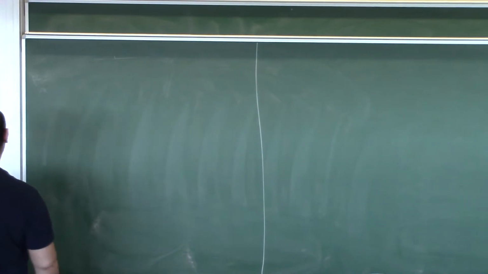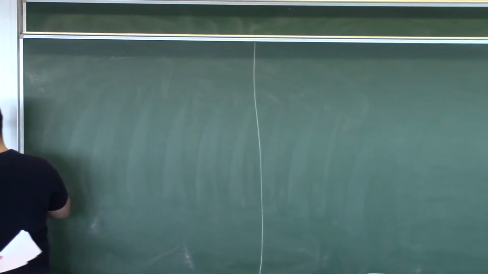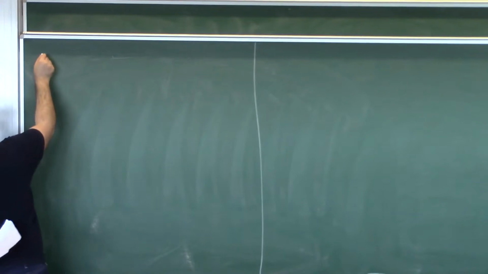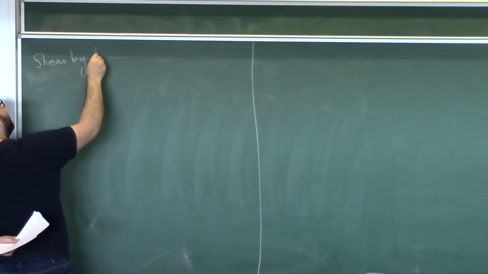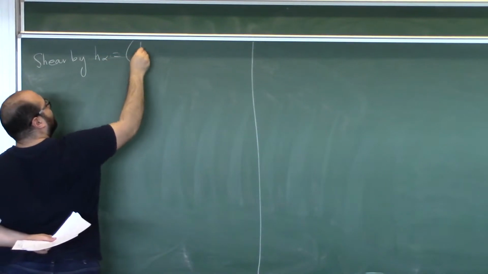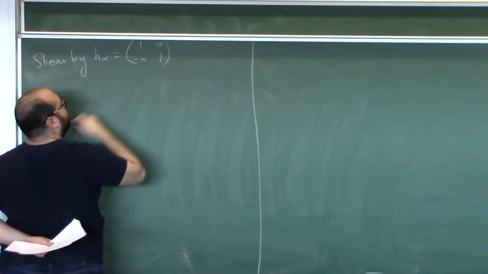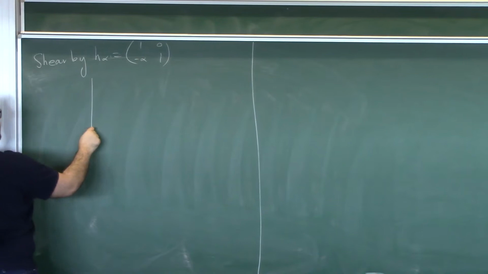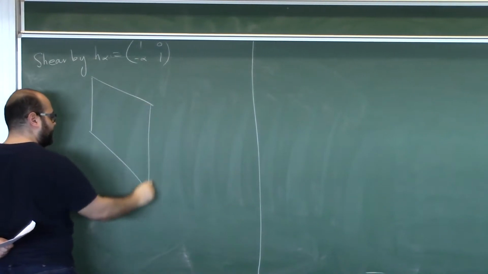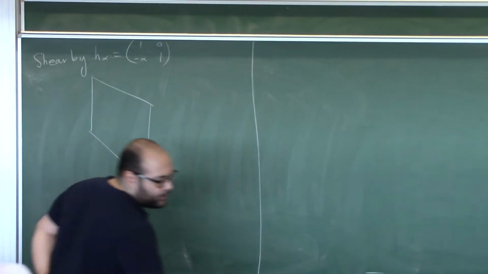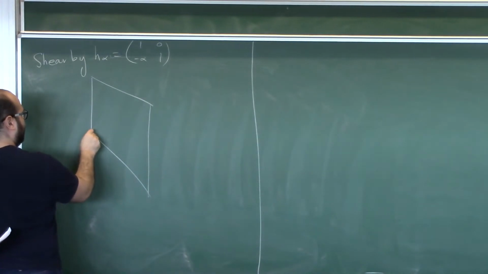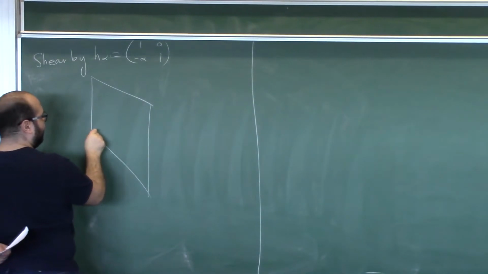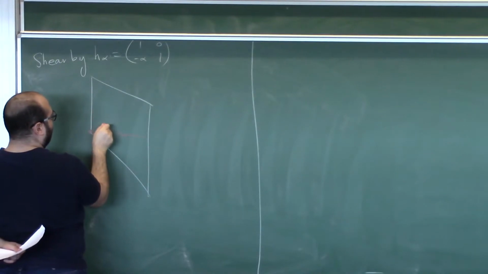Yeah, so you take that torus and you shear by h alpha, 0 to 1, and you get this. So in that case, our line segment will be a vertical segment, a horizontal segment of length n. So it will flow like this.